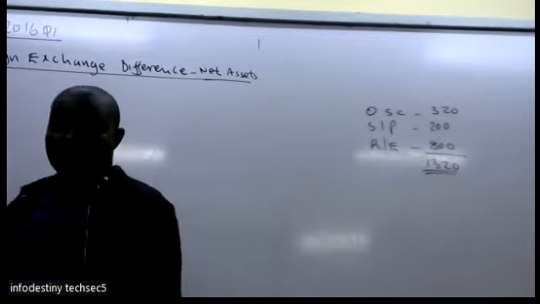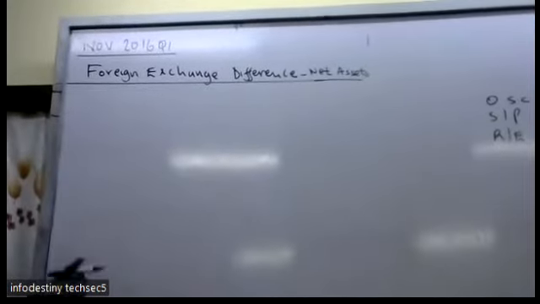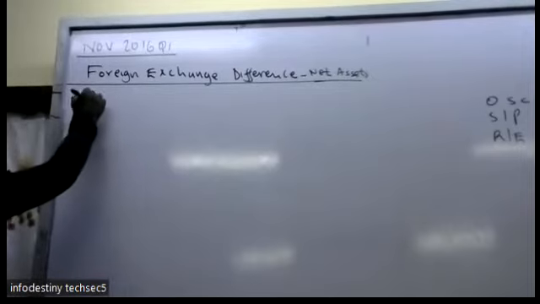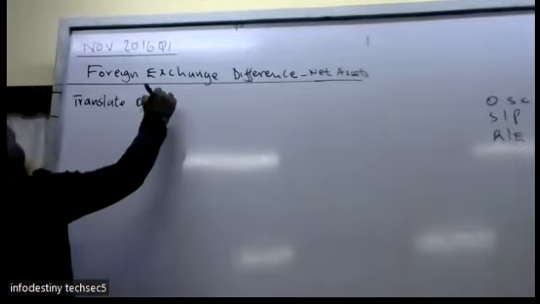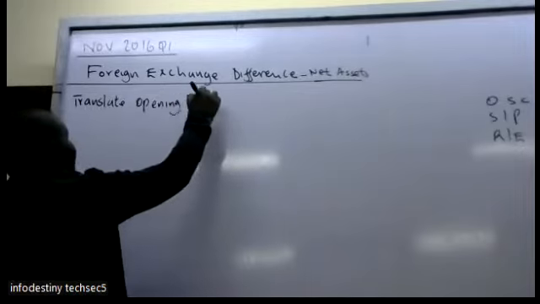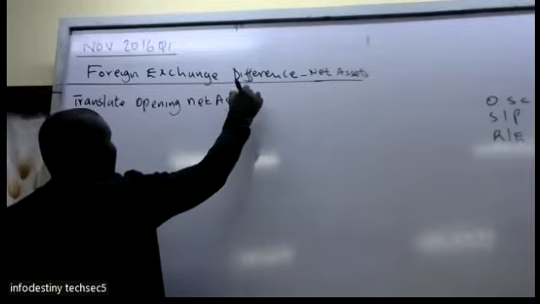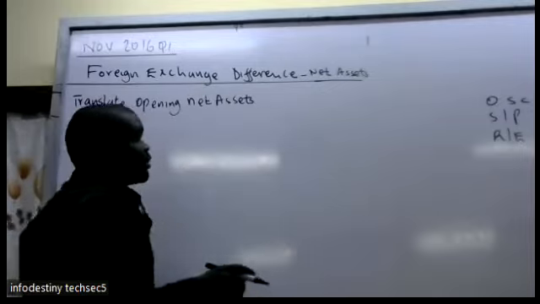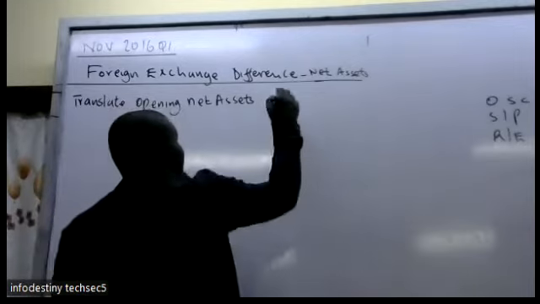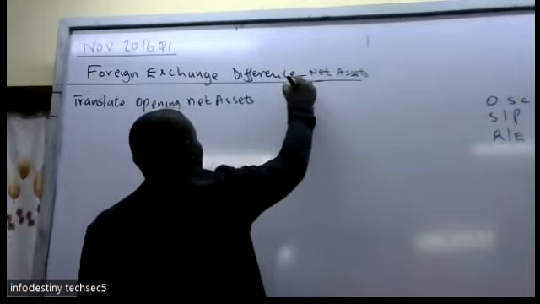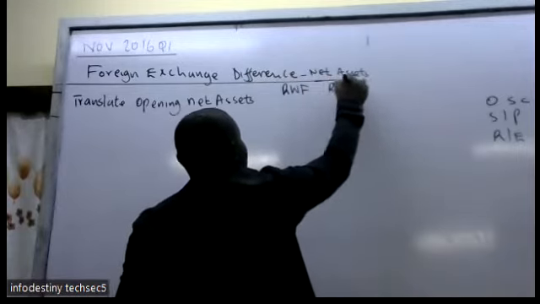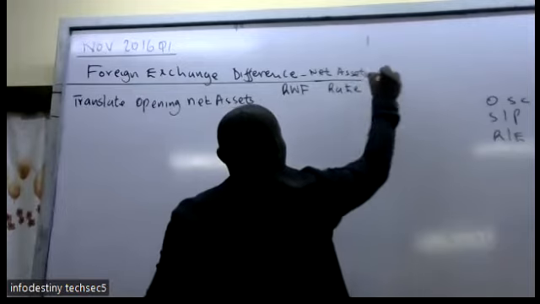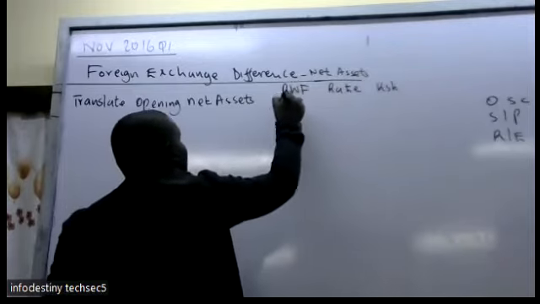So you will come here and say, translate opening net assets. Of course we are going to translate them from Rwandan francs. You will give us the rate. Then we are bringing them to Kenya shillings.